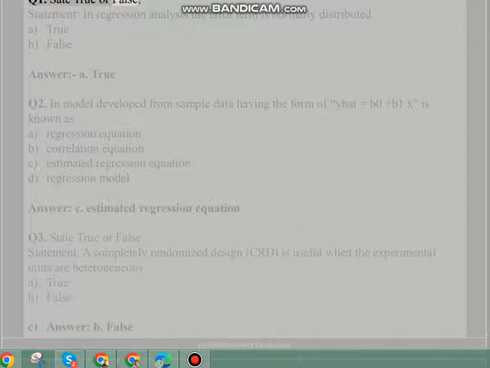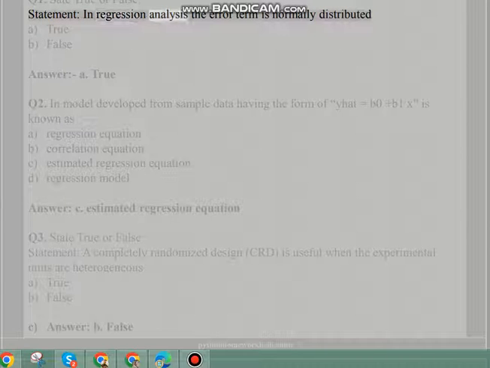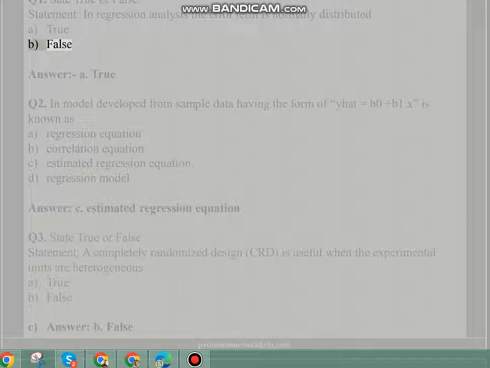Q1. State true or false statement. In regression analysis, the error term is normally distributed. A. True. B. False. Answer: A. True.